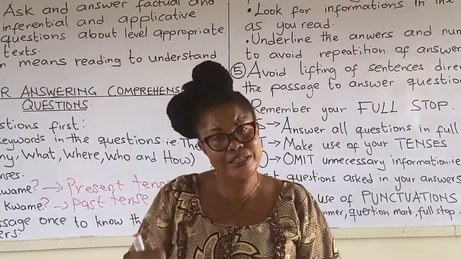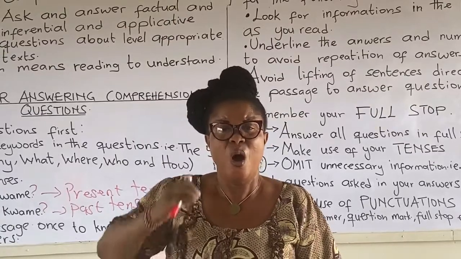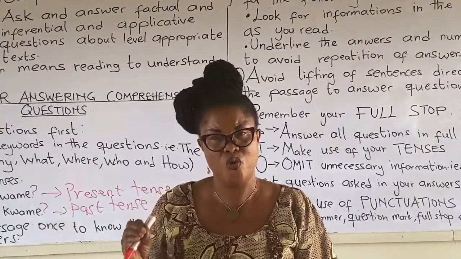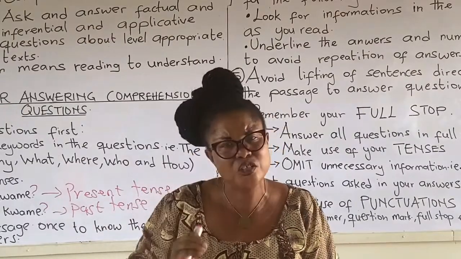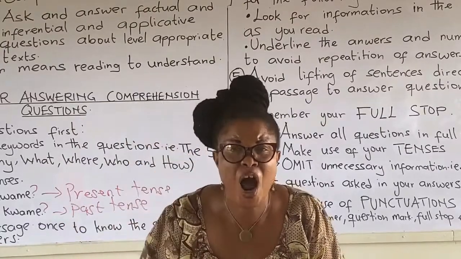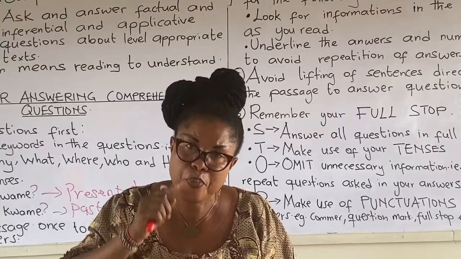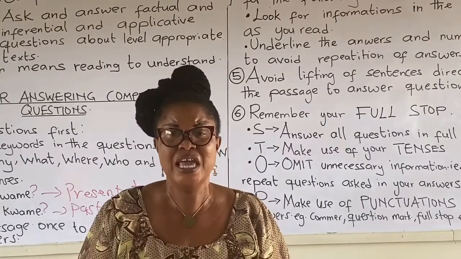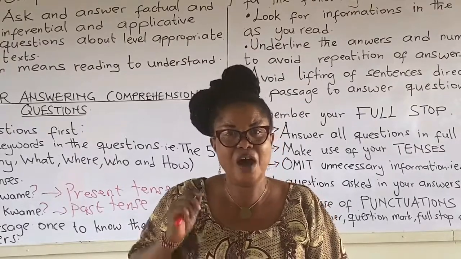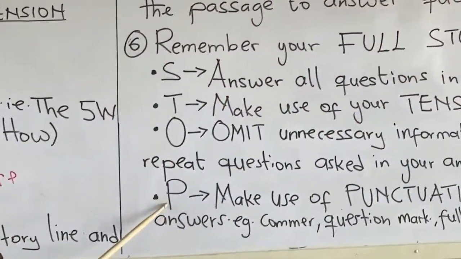Giving an answer to this question, don't answer it in this way. When the boy was riding the bicycle, he saw a policeman. No, you have repeated the question in answering it. So it should be, the boy saw a policeman ahead of him. Ahead of him, instead of repeating the question to answer the question. Avoid it. Now, let's look at the P.